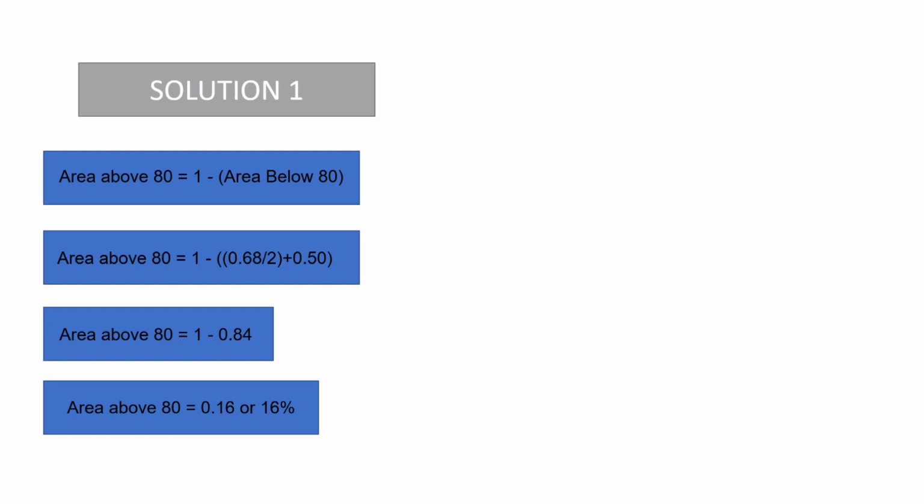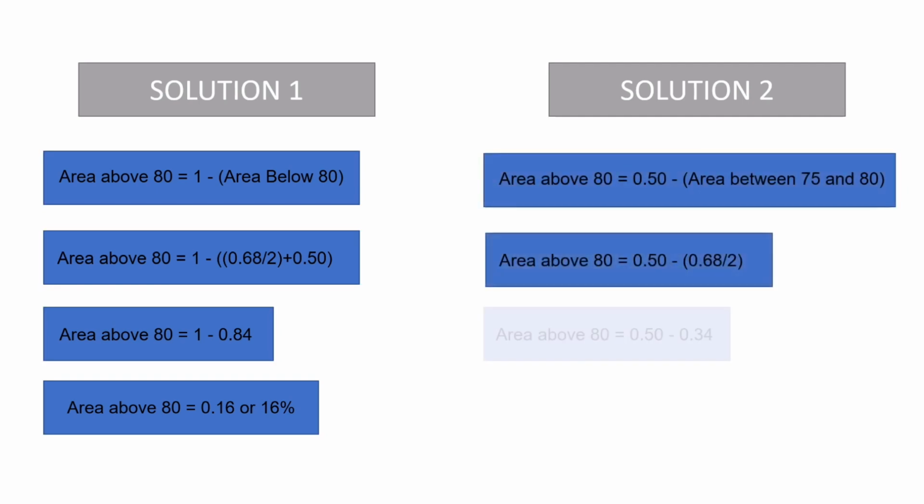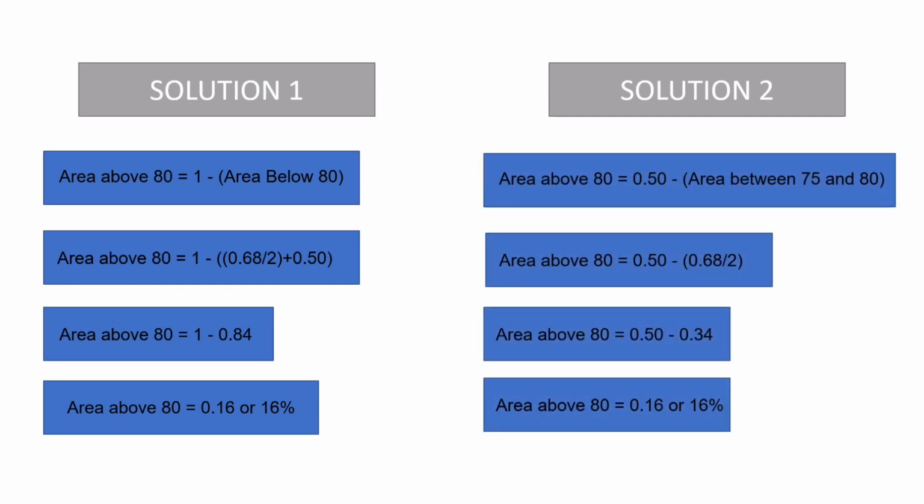Since the area shown in the graph goes over the mean mu, we're going to divide the area 0.68 by 2, then add 0.50 to compensate from the left side of the curve, leaving us with a sum of 0.84 or 84% below 80. But we're not done yet. We're looking for the area above 80. So we can take the area below the 80 and subtract it from 1 or 100%, leaving us with a difference of 0.16 or 16%.